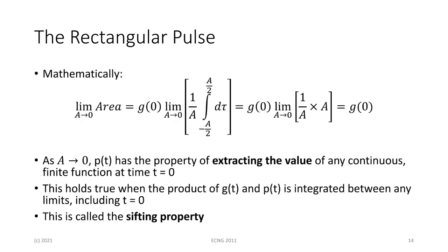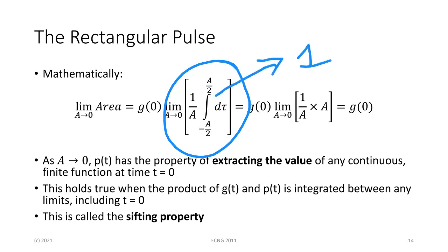So the limit, as A gets small, is going to eventually get so small that we're evaluating G at t equal to 0, and also this bit here, and we know by definition that is 1. So mathematically, as we make the value of A smaller and smaller, eventually the pulse becomes the value of G of t at t equal to 0. Yeah?